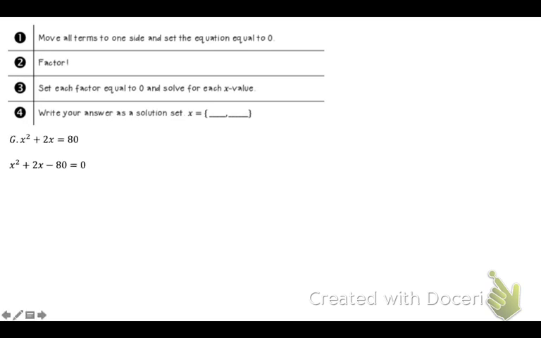This one, we're going to subtract that 80 over. See what multiplies to be negative 80, adds to be 2. It is 10 and negative 8. So that's x plus 10 equals 0, x minus 8 equals 0. So x equals negative 10 and x equals 8.